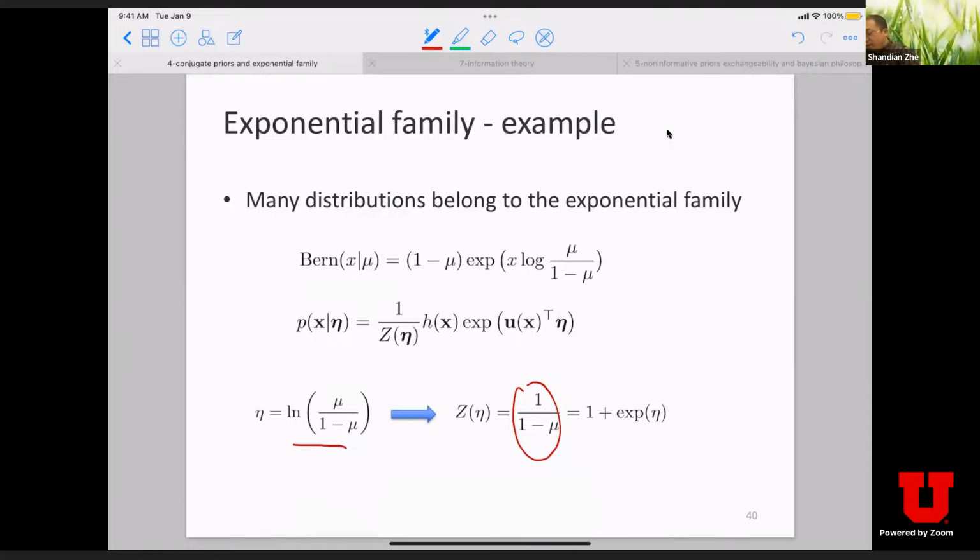It's just a little bit of work: you have to solve for mu in terms of eta. You can do this with e to the power of eta equals mu over 1 minus mu. Then you can solve for mu in terms of eta, and then substitute for mu, and you get the form of Z(eta). Does it make sense? I believe this mapping or transformation is kind of straightforward. Any question?